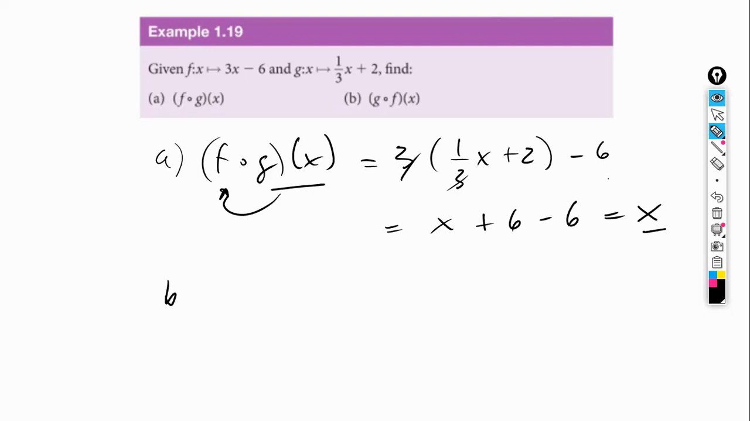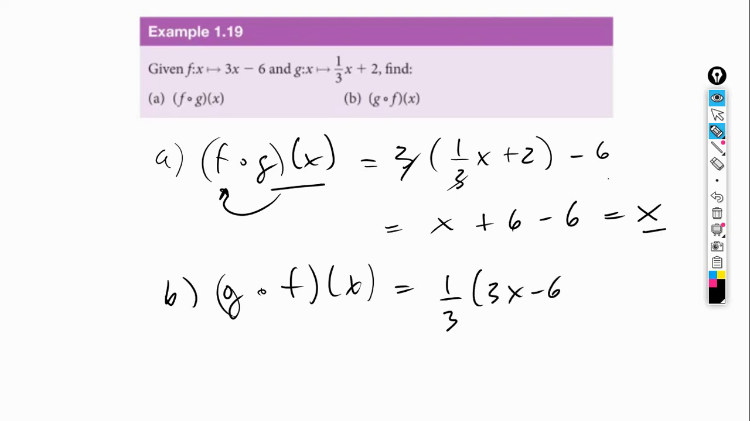For b, we're going to do g of f of x. So it's backwards. Now we're going to introduce f of x inside g of x. So it's going to be 1/3 times 3x minus 6 plus 2.